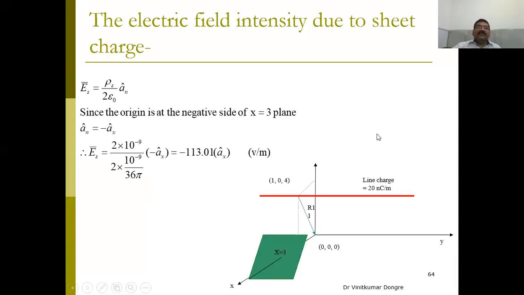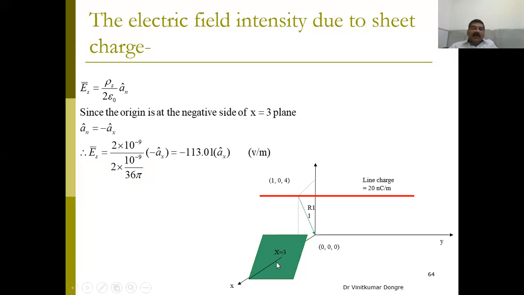Now the next is due to the surface charge. This is new for us. Where the surface charge is there, x equals 3. So x equals 3 means it is at the point x equals 3, and the plates are parallel to the z-axis and the y-axis. So this way the plate is there. It is an infinite sheet charge. I have just shown it here for your understanding.